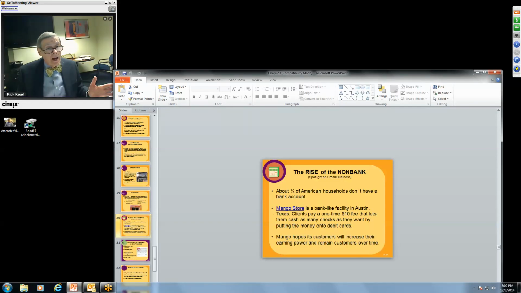Non-banks, that talk about this Mango store, a bank-like facility in Austin, where customers pay a one-time fee, as you can see here on the slide, and then they cash as many checks as they want by putting money on debit cards, etc. I don't know of any of those in the area where I am, the greater Cincinnati area. There may be in other places, and if you know about them, I wish you would share your experiences, not just with me, but with your fellow classmates.